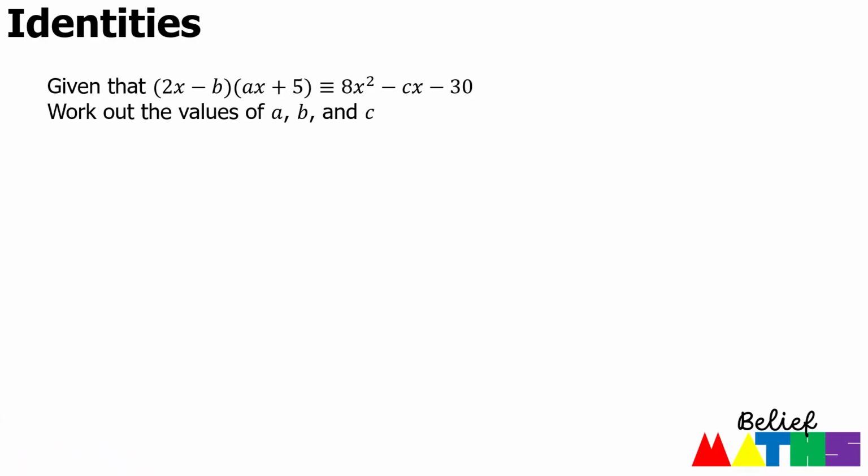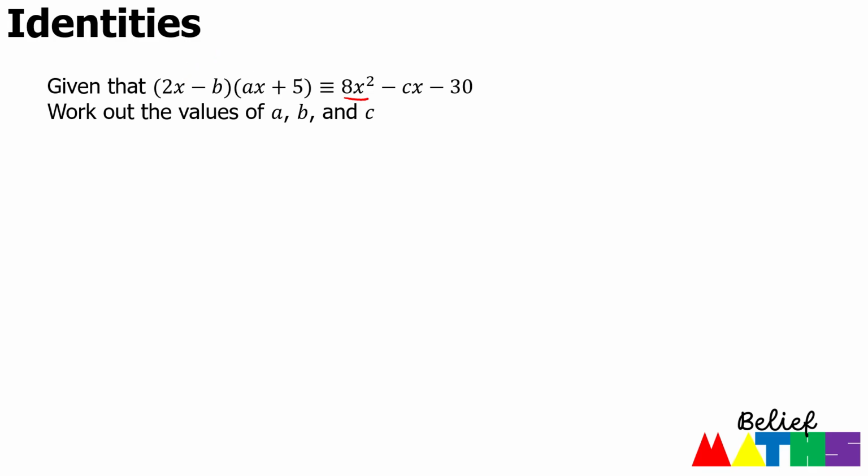Now identities again are one of those topics that can be really straightforward, or really complex. Often if you just look at the question you can figure this out. You can see here that 2x times ax is going to give us that first term of 8x squared. So because of that we can straight away tell that a must be 4. Then you can expand the brackets from there to work out b and c, which makes life a little bit easier, but you might be able to just spot that.